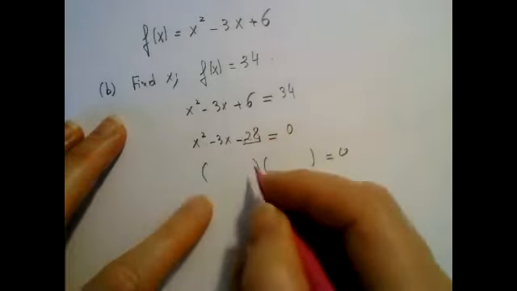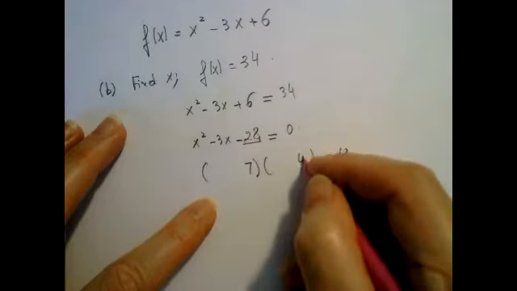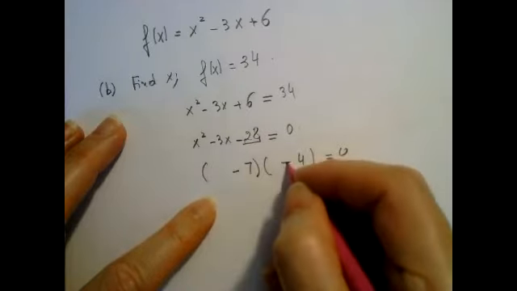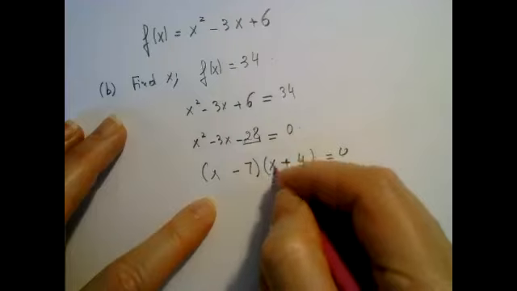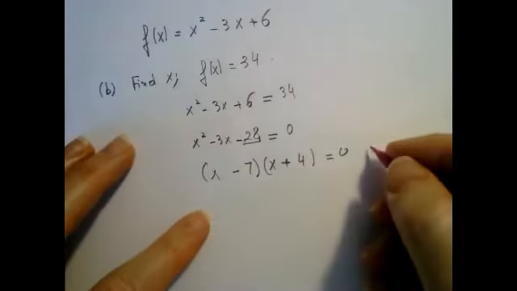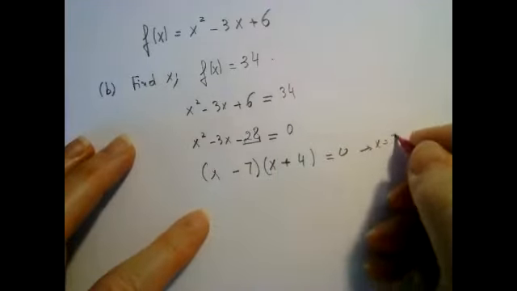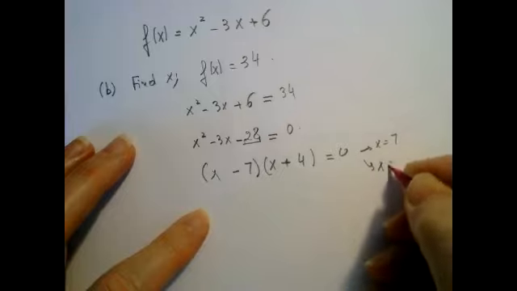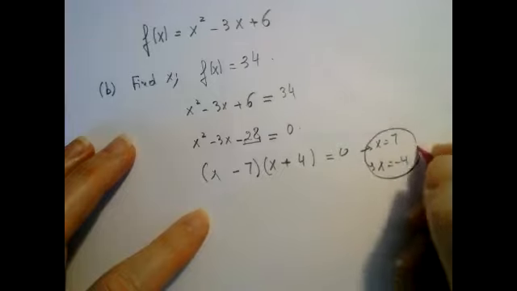Two numbers that multiply to give 28 are 7 and 4, and I'm going to give you that. All right, so x equals 7 and x equals minus 4.